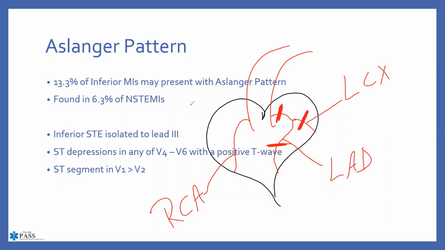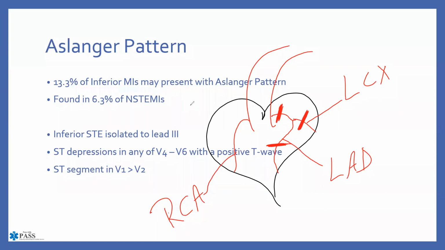I have elevations in 1, AVL, V5, and V6, V1 and V2 showing the septal wall, and then V3 and V4 showing the anterior wall. The one that we have not talked about, though, is the right coronary artery.